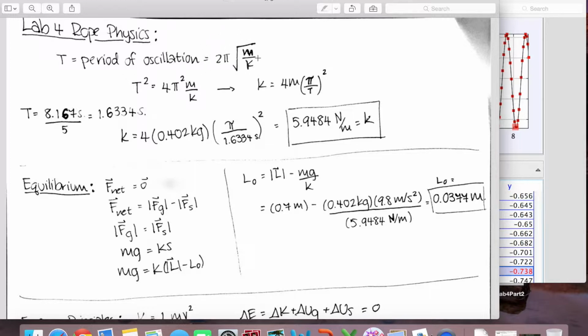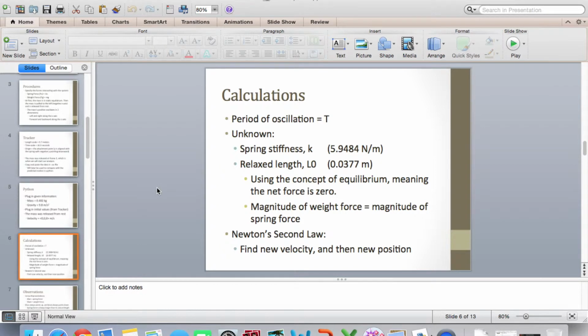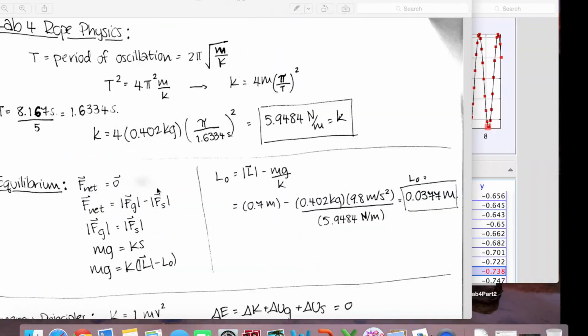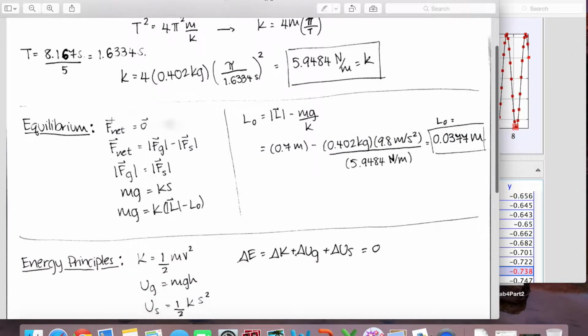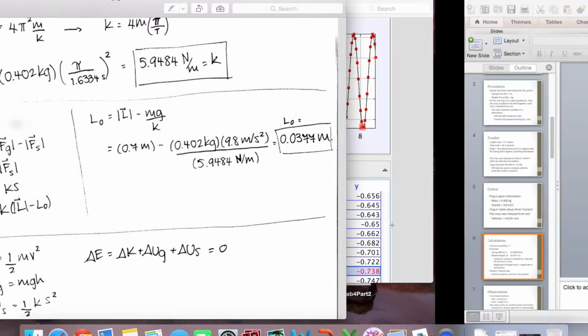This is the equation that we need to use to find the spring stiffness, which is K. We know T and everything else, so we compute K to be 5.95. We then use the concept of equilibrium that we discussed earlier, meaning that the net force is 0. So the magnitude of the weight force equals the magnitude of the spring force. With that, we can find the relaxed length because we already know K. Our relaxed length is 0.0377 meters.